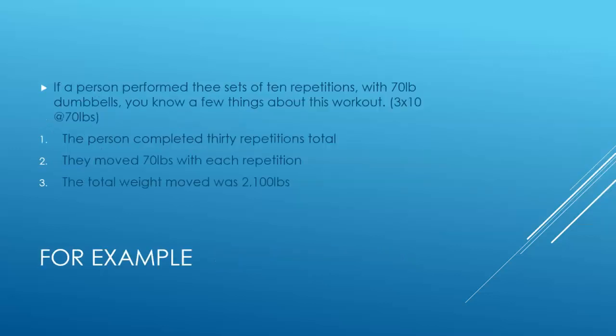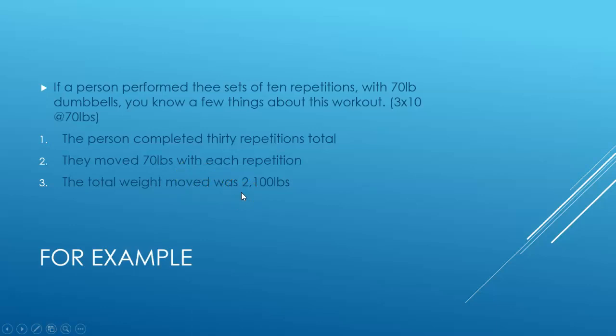So let's take a look at an example. A person does 3 sets of 10 with 70 pounds. With the 3 sets of 10 at 70 pounds, we know they've done 30 repetitions total. They moved 70 pounds with each rep. So you can go 30 times 70 to give you 2,100.